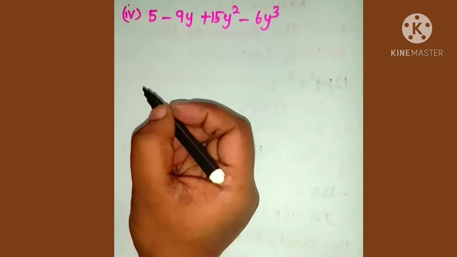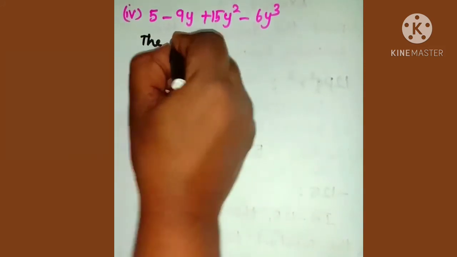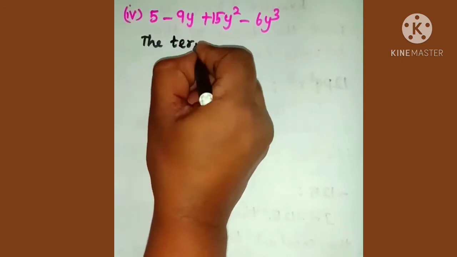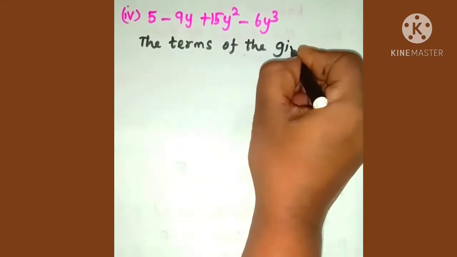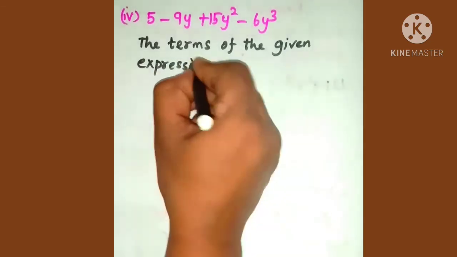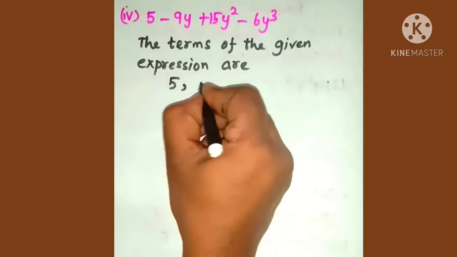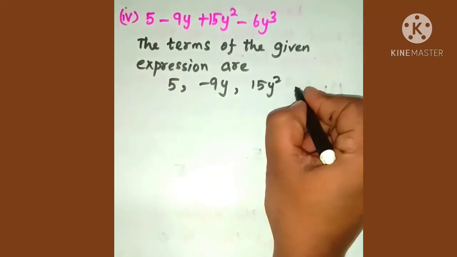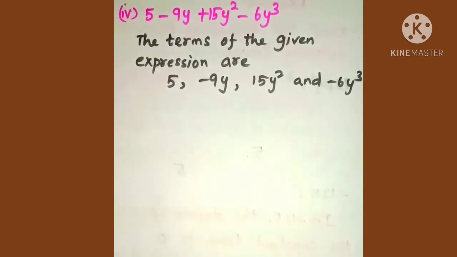So here the terms of the given expression are 5, minus 9y, 15y square and minus 6y cube.